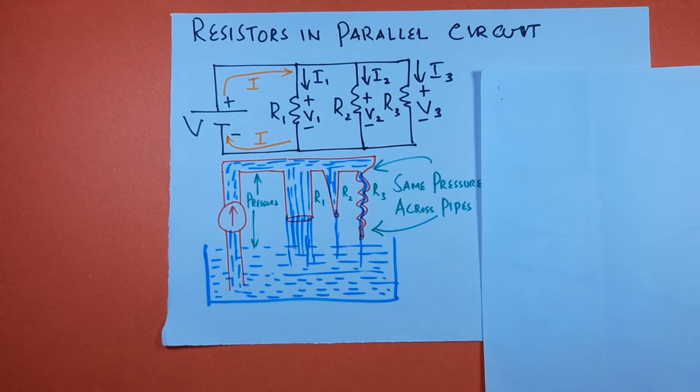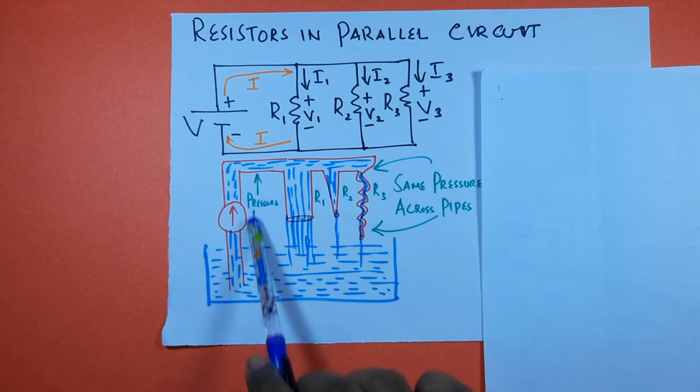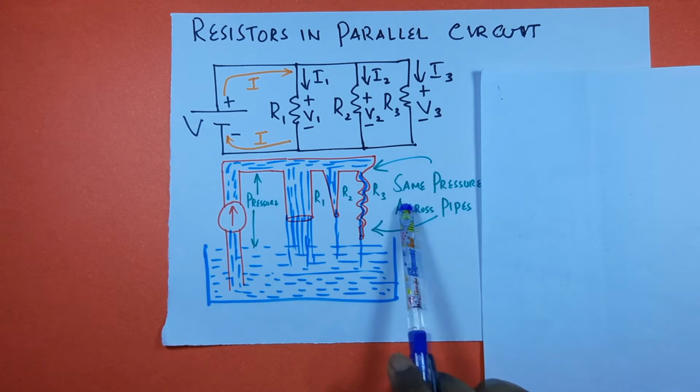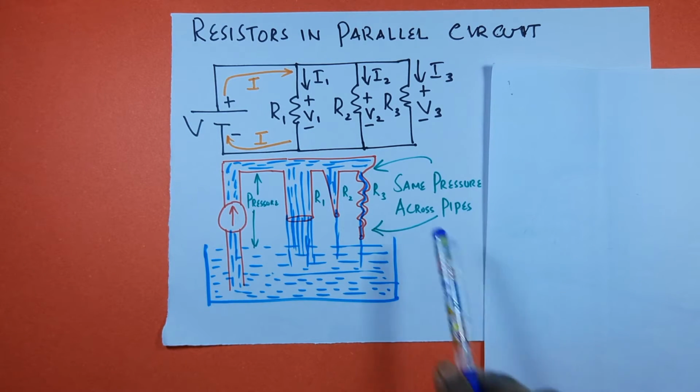Okay. In this, what you should remember is the same pressure, because we have only one pump. So we have the same pressure across the pipes, but the amount of water flowing through the pipe varies. If the pipe is large, a large amount of water will flow. If the pipe is somewhat medium, accordingly that much water will flow. If the pipe is very narrow, then a very small amount of water will flow.